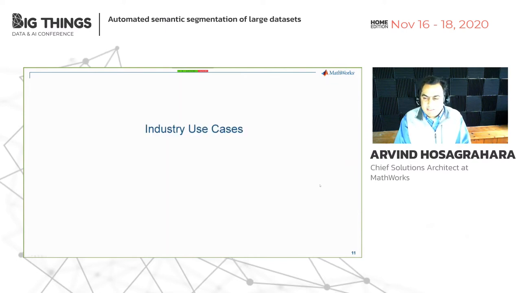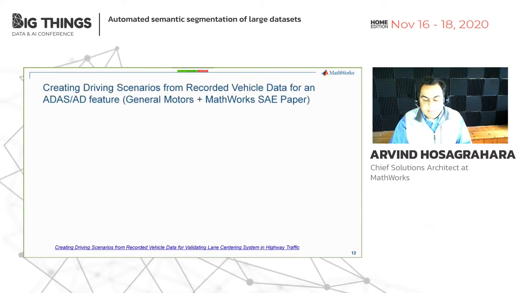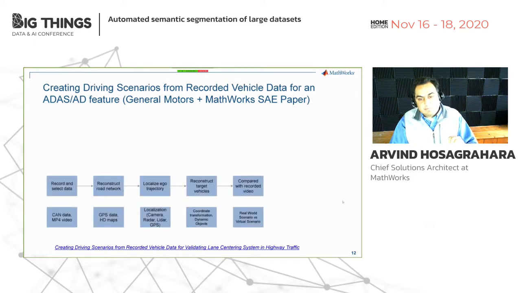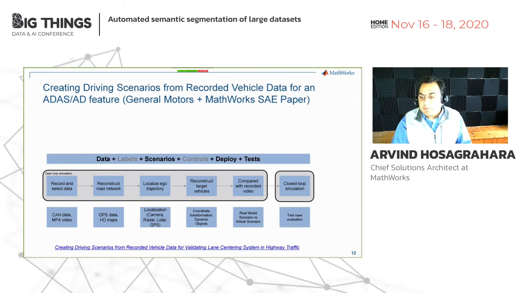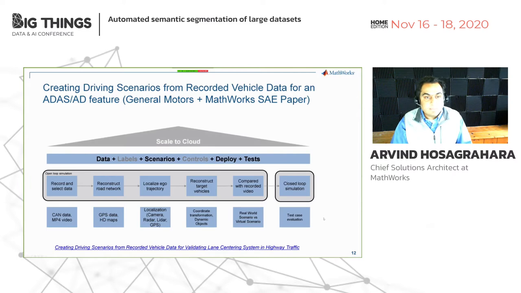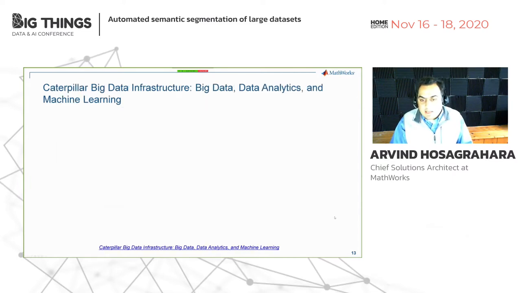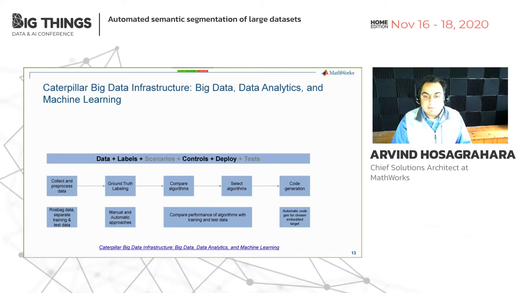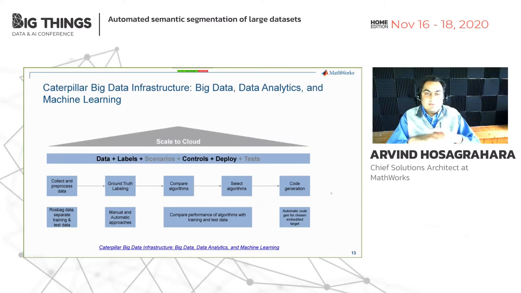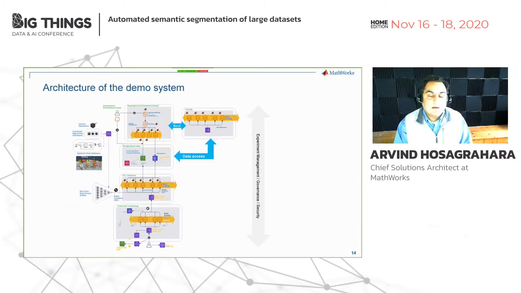I wanted to leave a couple of slides here to say this isn't a science experiment. There are industries such as a white paper by General Motors and the MathWorks talking about how to reconstruct these scenarios and how to compare them with real recorded videos, taking all of this with the data and scaling it up to a much larger data set out on the cloud. The other use case here is Caterpillar, where they were comparing different algorithms to select them and taking it all the way down to their equipment, through code generation. Some of these systems, again, scale up to larger cloud data sets, which brings us to the architecture of a system on how to do this.